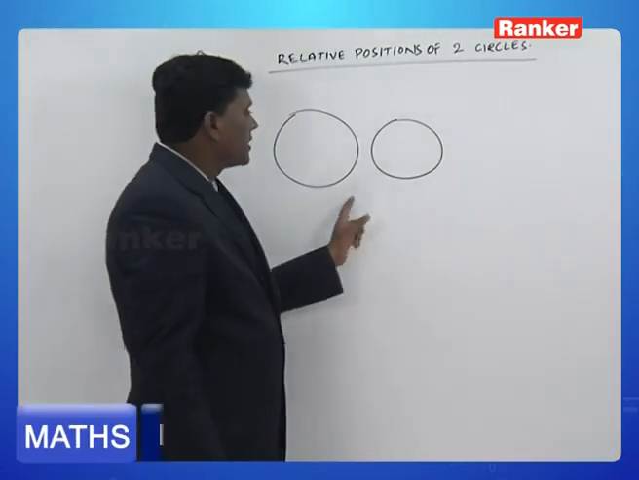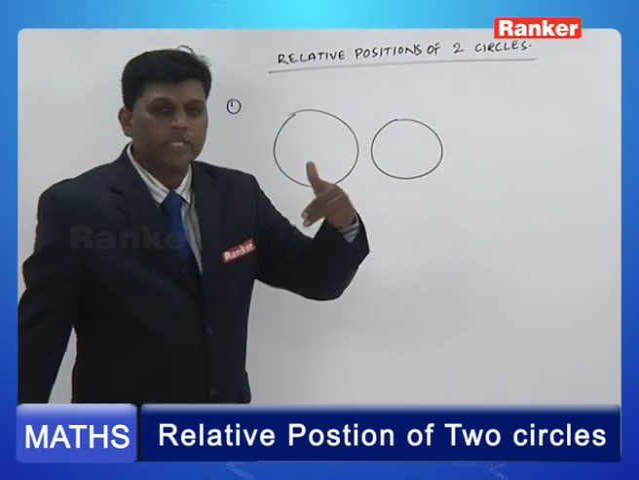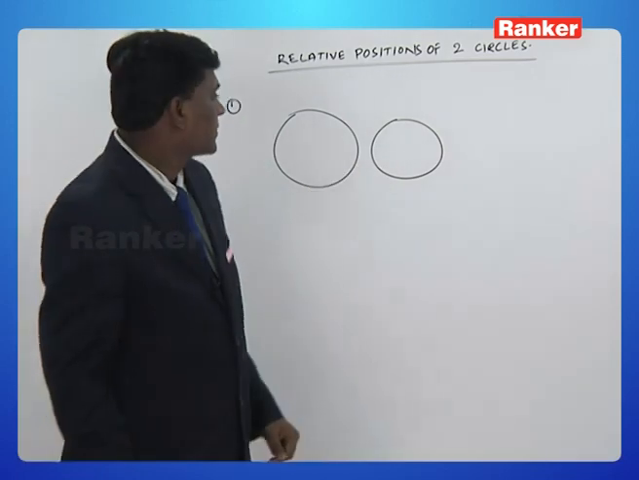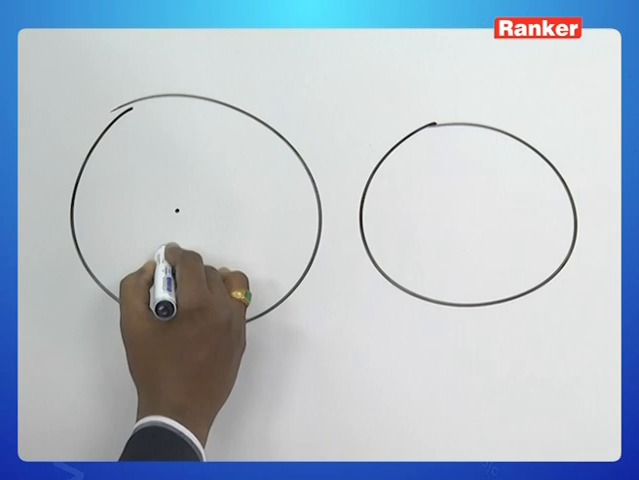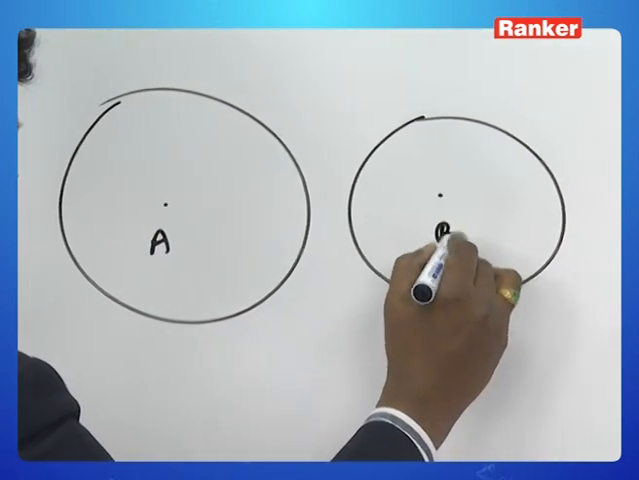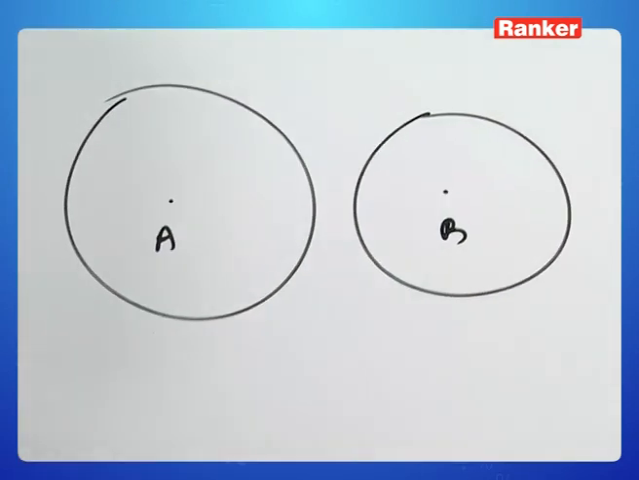Coming to the first case, suppose the circles are taken like this. Each circle is external to the other. As I told you earlier, the centers of these two circles are taken as A and B.